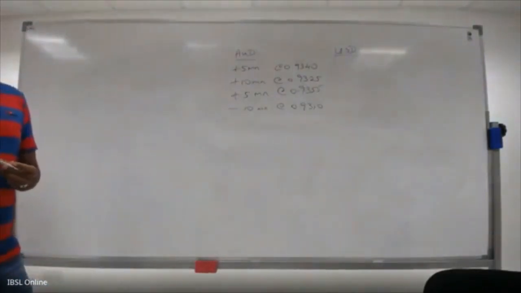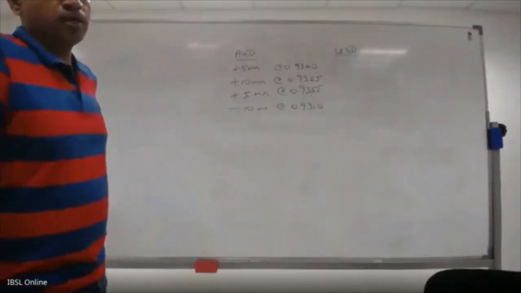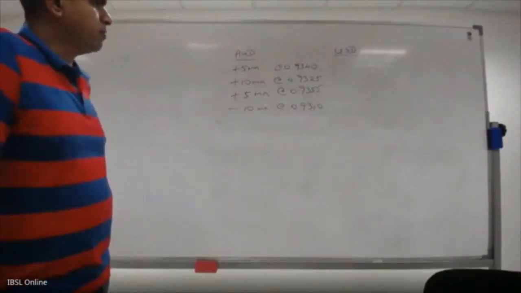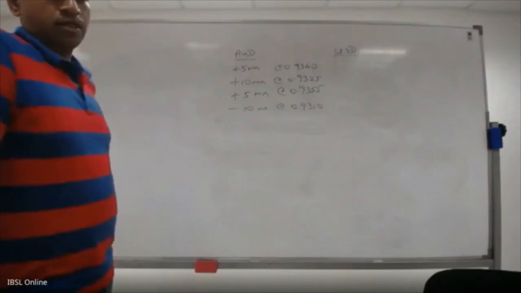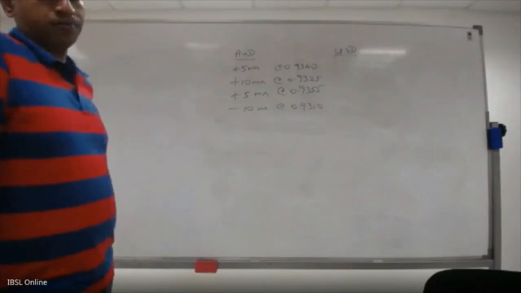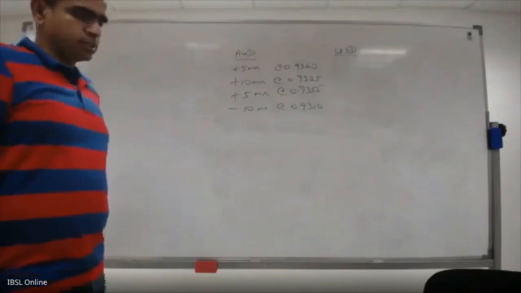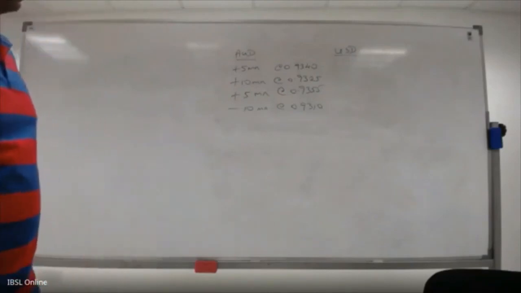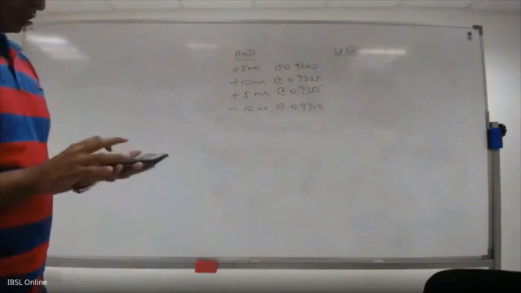Right. So these are the set of transactions. You have bought 5 million at 93.40. Then you buy 10 million dollars at 93.25. Buy 5 million at 93.55. And finally sell 10 million at 93.10. So let's calculate the dollar amounts. Aussie dollar inflow means US dollar outflow.